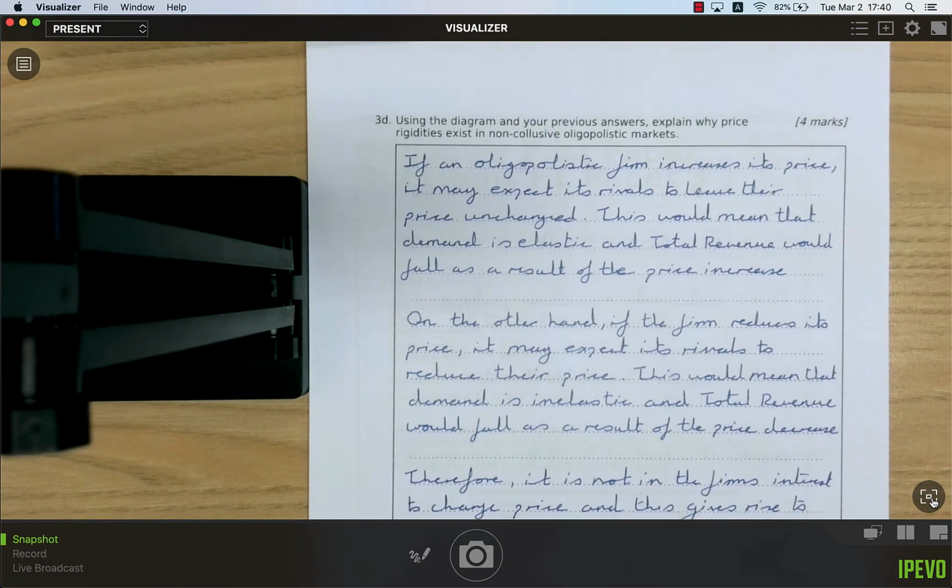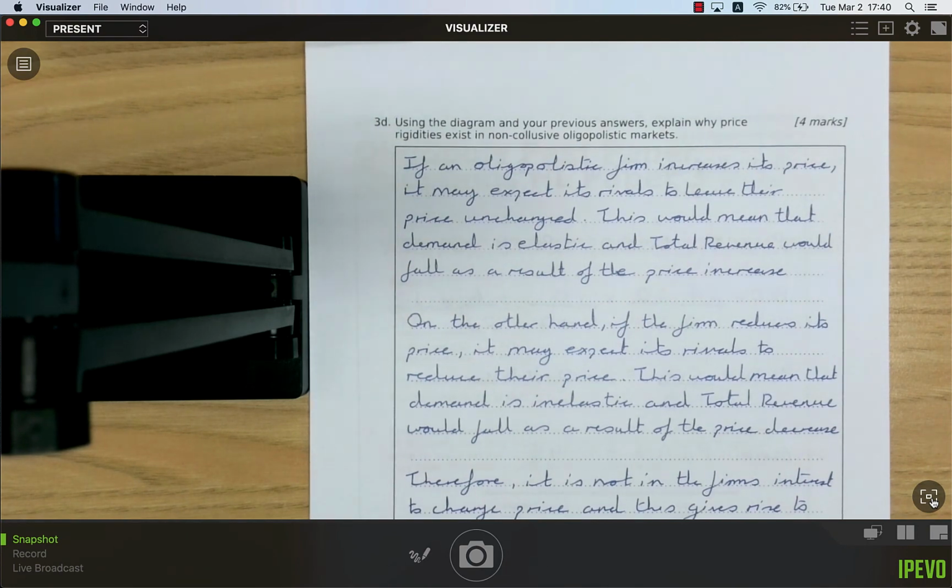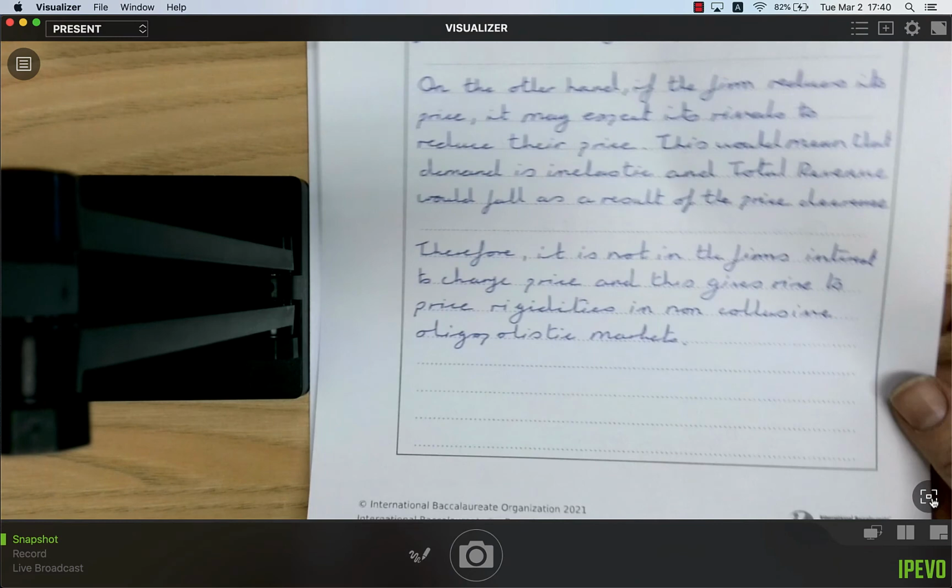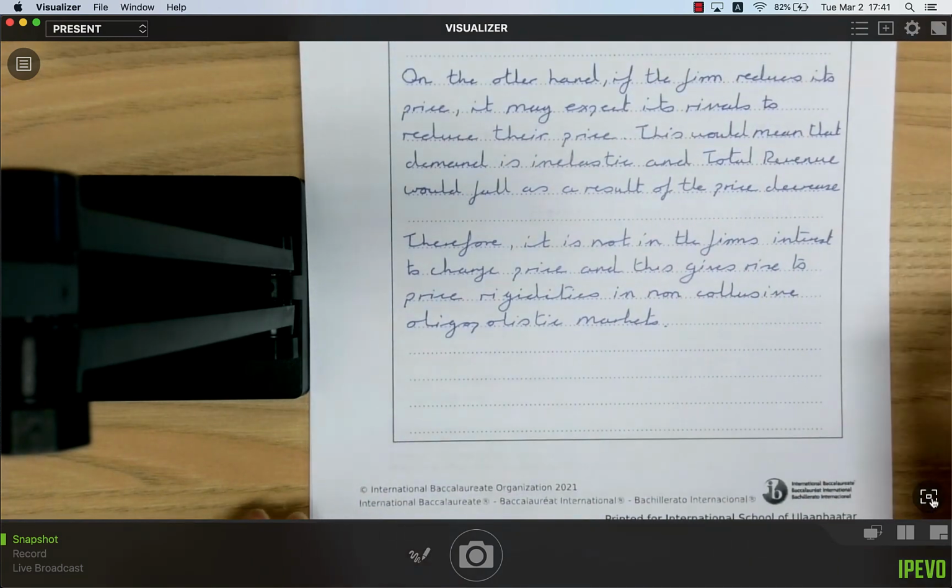On the other hand, if the firm reduces its price, it may expect its rivals to also reduce their price. This would mean that demand is inelastic and total revenue would fall as a result of the price decrease. Therefore, it is not in the firm's interest to change price, and this gives rise to price rigidities in non-collusive oligopolistic markets.